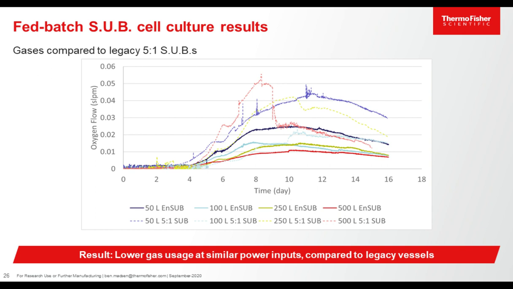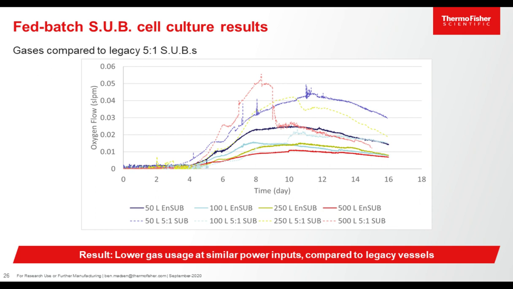Where the rubber really hits the road in these studies is the comparison of the required gas flow rates between these and similar cultures performed in our standard 5-to-1 subs. Whereas with the O2 flow rates through the DHS for most of our 5-to-1 cultures, they rose to nearly 0.05 vessel volume per minute, these enhanced subs used only half that flow rate to achieve similar cell densities. So for example, the 250-liter 5-to-1 sub peaked at over 10 standard liters per minute of oxygen, while the enhanced sub used only about 4 liters per minute.